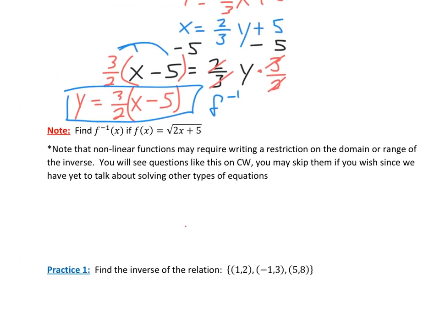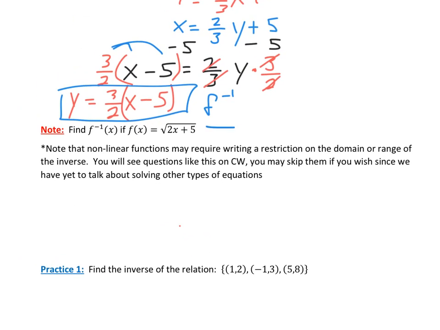Next one, a note I just made. You'll see this on the classwork assignment. If you would like to give the ones with the square roots and the squarings a try, that's awesome. We will cover those specifically later in the year. So just remember that squaring and square root are opposites of each other.